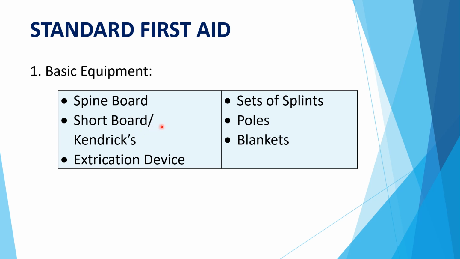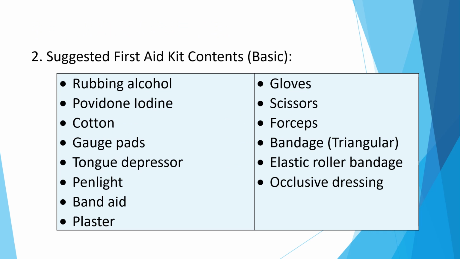Another, we also have your short board or Kendricks. Just like all of this, it is used to immobilize the area. Extrication device, sets of splints, poles, and your blanket. Actually, as a caregiver, we are just teaching you how to do basic splinting, basic first aid, from the word first aid.